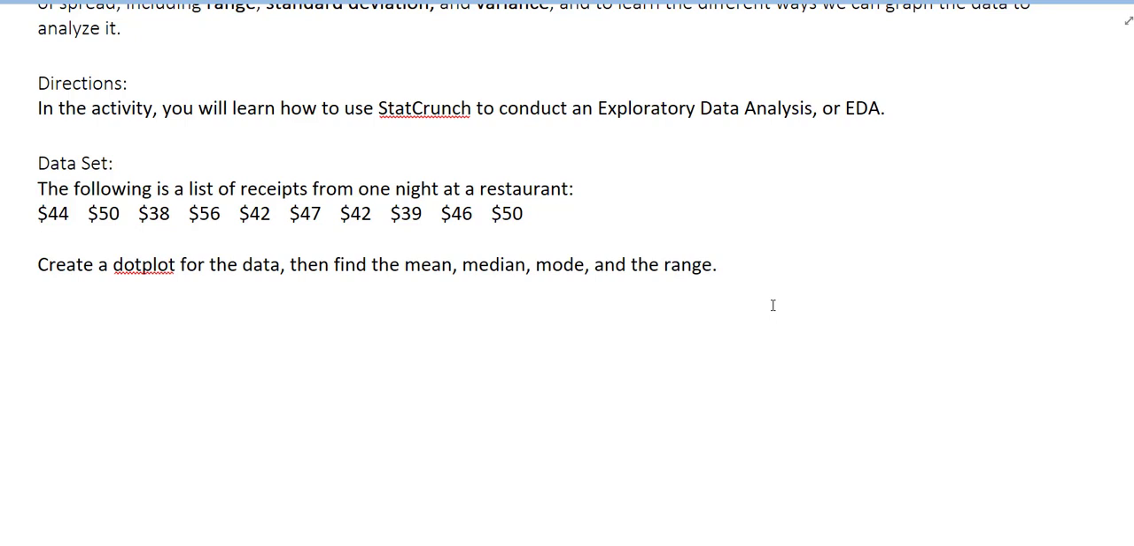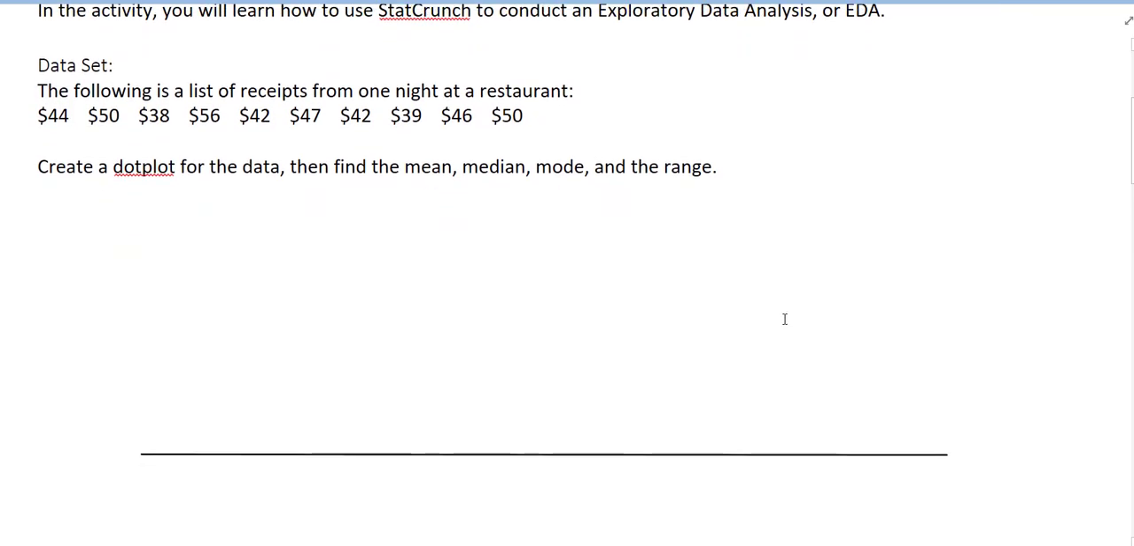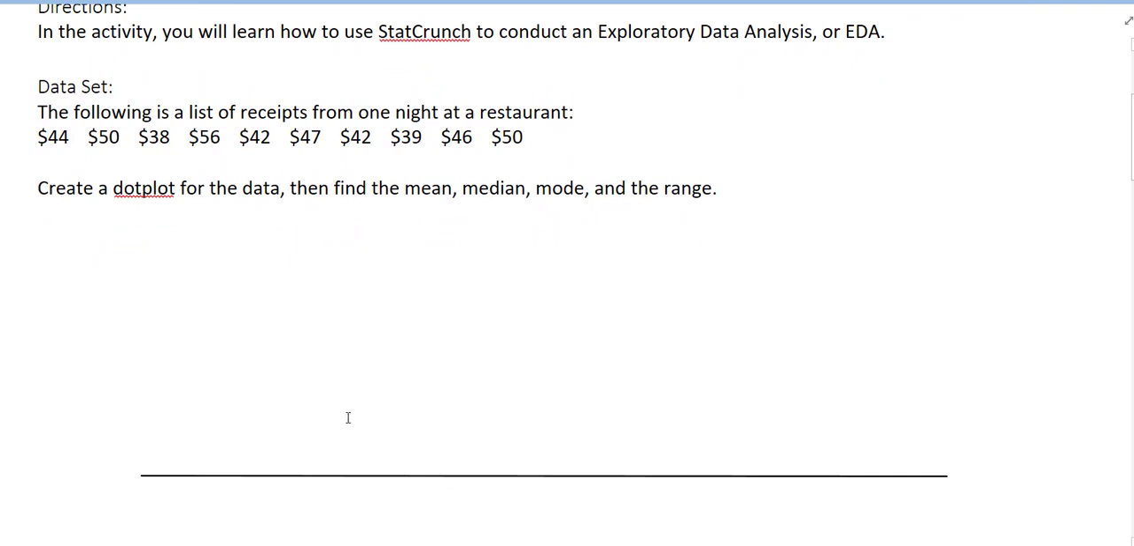So first thing is create a dot plot for the data, then find the mean, median, mode, and the range. The reason that a dot plot is useful is because it already organizes the data from smallest value to largest value. So I have my horizontal axis here for the dot plot. We've got to think about what's the smallest value, what's the largest value, and how do we want to split up our number line.